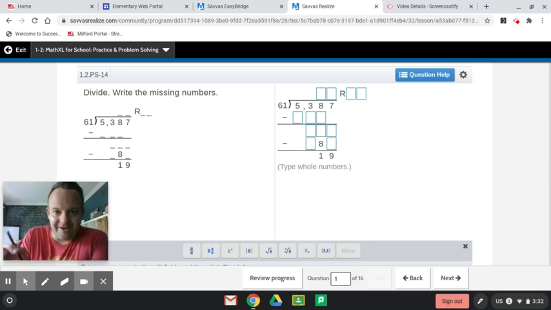Welcome. Today we're going to learn how to divide with decimals and whole numbers. And this is 1-2 Math Excel for school practice and problem solving.